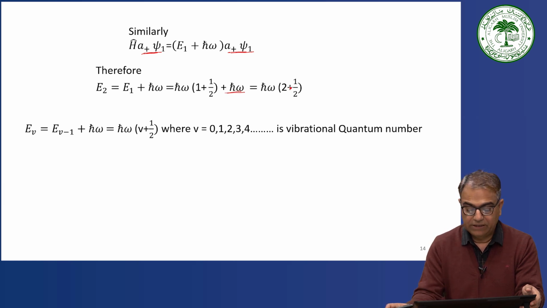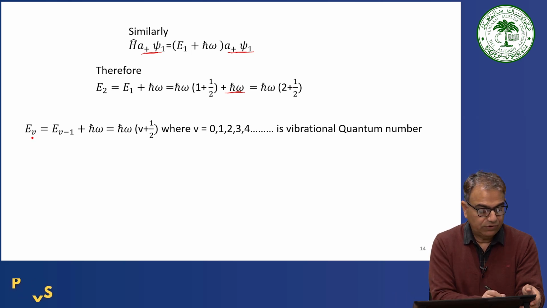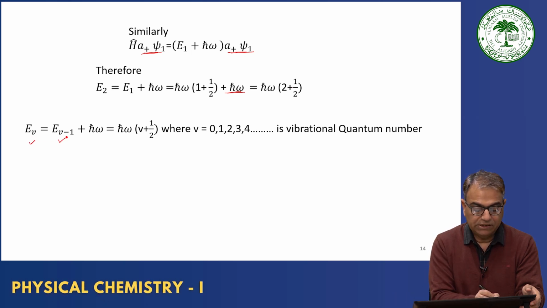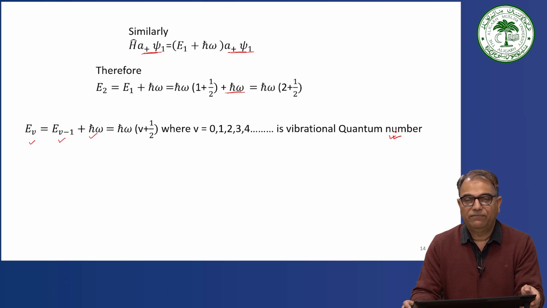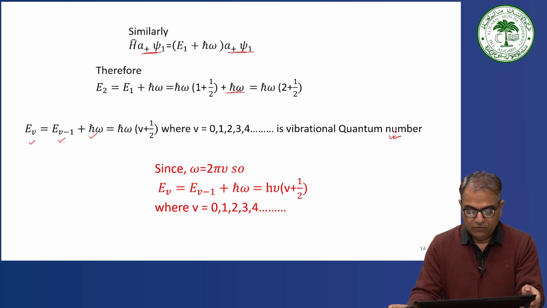This way you can find out the energy for other values, and the general equation which you can write is Ev equal to Ev minus 1 plus ħω, which means ħω (v plus half), where v is equal to 0, 1, 2, 3, the vibrational quantum number. So using the ladder operator, we can find out the energy value, and we can find out the normalized wave function for the simple harmonic oscillator also. Since omega is 2π nu, we can write it in terms of hν (v plus half) also, which we talked about.